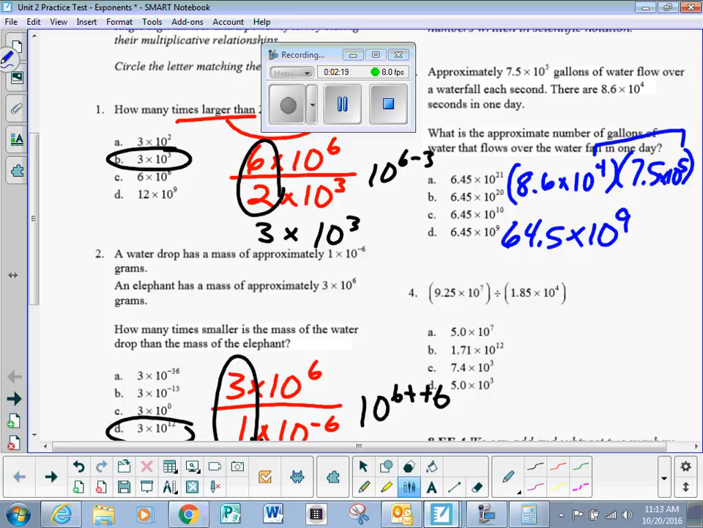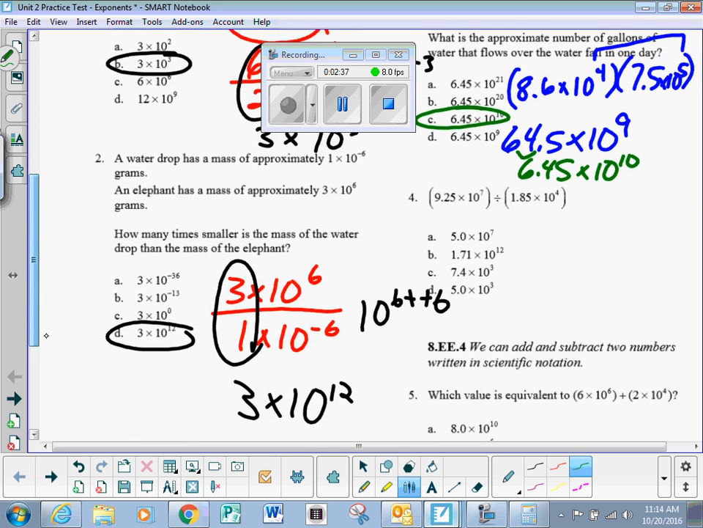But is that number in scientific notation? No. So I need to make it smaller by 10. So I need to make this bigger by 10 so that it's still the same value. And then I get my right answer. Yep. The answer should be in scientific notation.